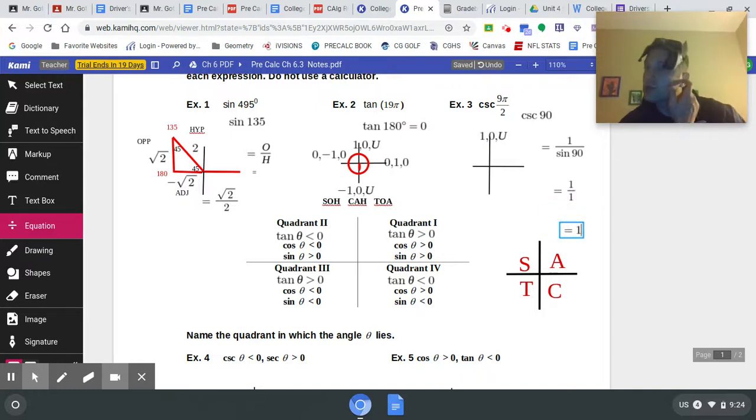Okay, so again, we're just reviewing quadrantal angles again. Again, this is the sequence that I use. That sequence that I use is, again, in terms of SOHCAHTOA. All right, and that should help you guys out.